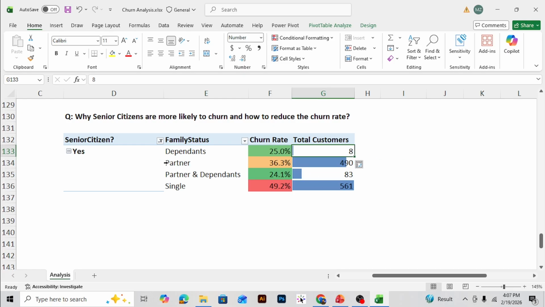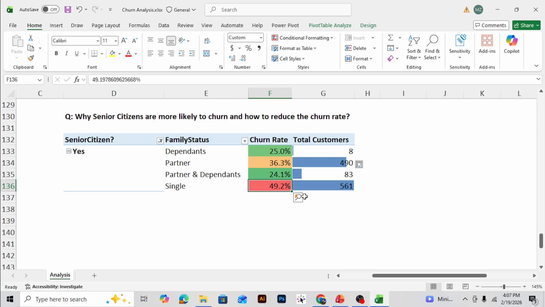And if you look at the partner, we have 490 customers that fall into the senior citizen category and their churn rate is 36%. Whereas those who are single and the number is 561, their churn rate is 49%, which is maximum in this case. So you can see that those who have partners, their churn rate is a little lower than those who are single.